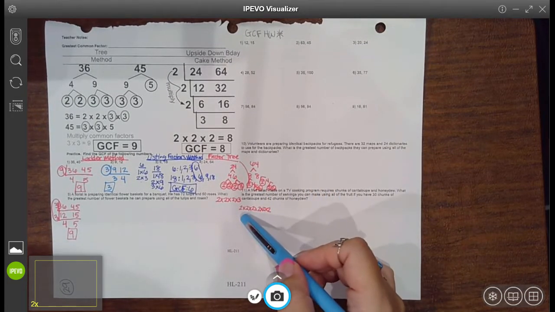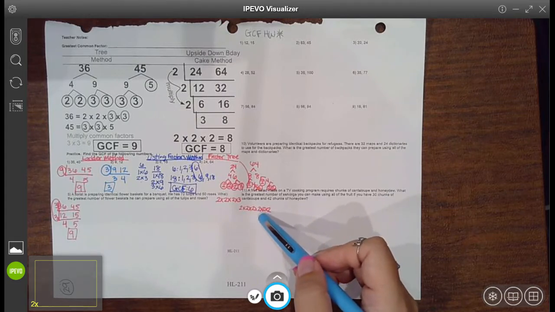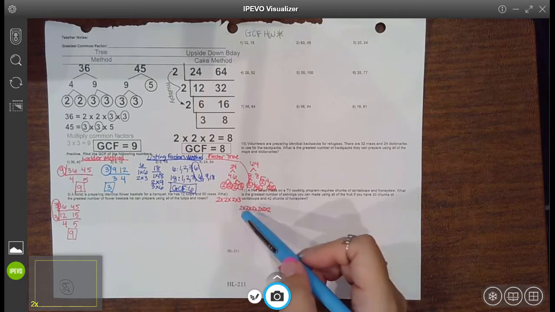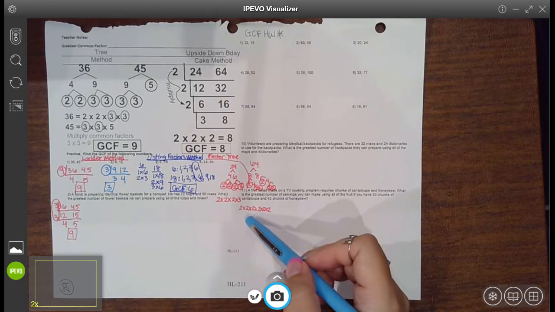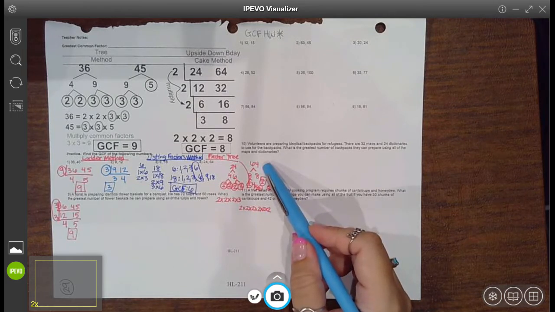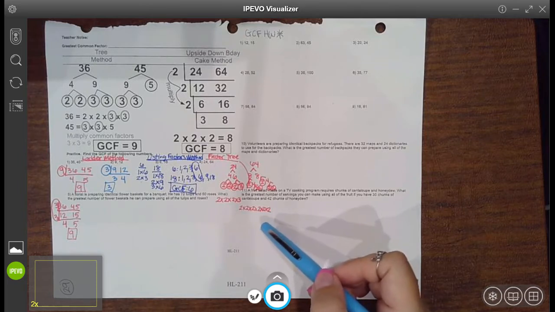If I were to multiply all this out, I would get 64 at the end. 2 times 2 is 4. 4 times 2 is 8. 8 times 2 is 16. 16 times 2 is 32. And 32 times 2 is 64. So you know that you're right if, when you multiply out your prime factorization, you get the same number you started with, and all the numbers in your prime factorization are indeed prime.